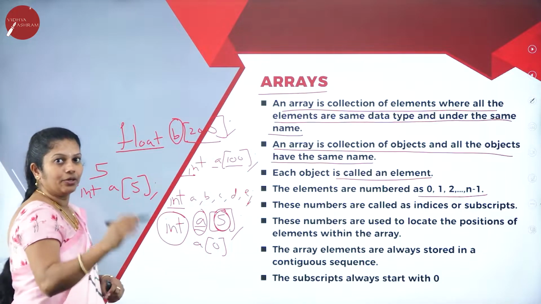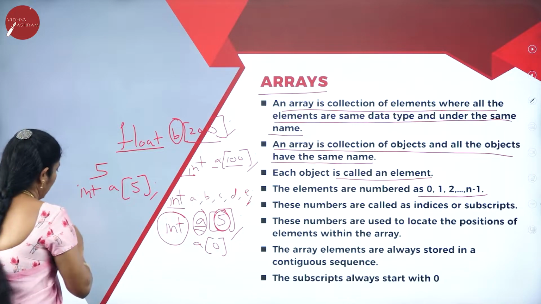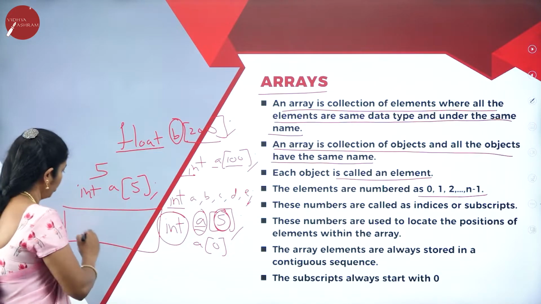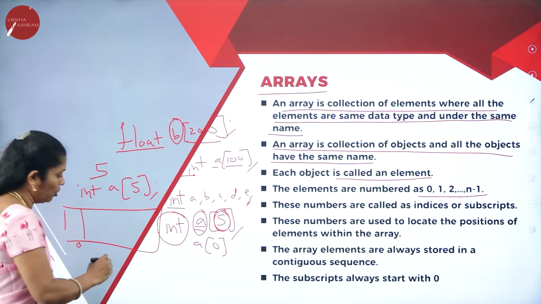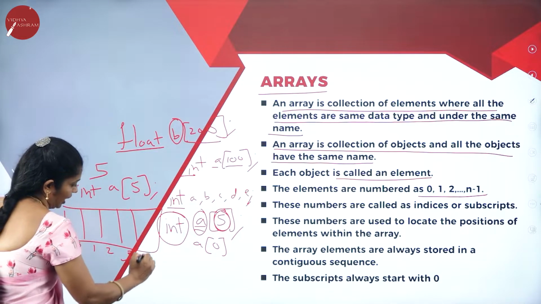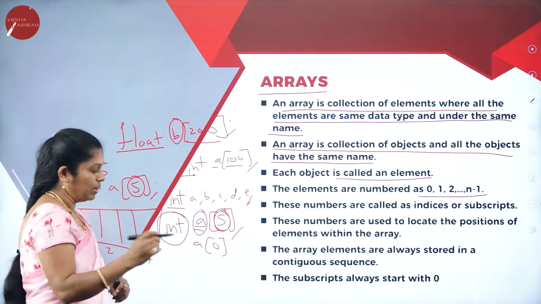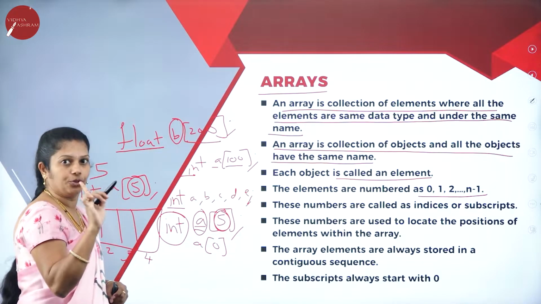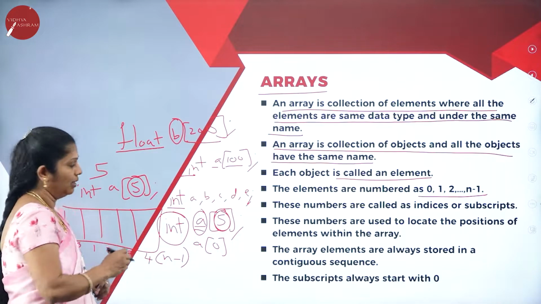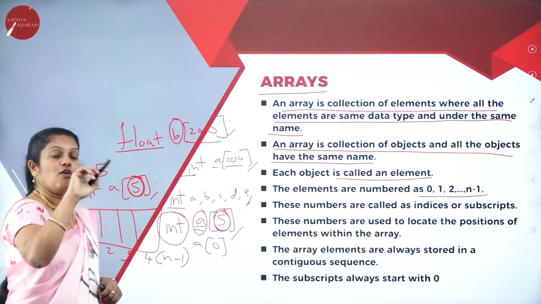Whereas the first element, always in arrays, the first element position starts from 0. Here, we have 5 memory locations because 5 elements are there. First one starts from 0, then 1, 2, 3, then the last one is 4. Totally 5 elements we have, but the memory location stops at 4 only. That means the last position can be called as n minus 1.